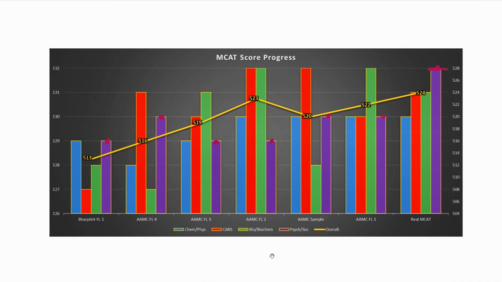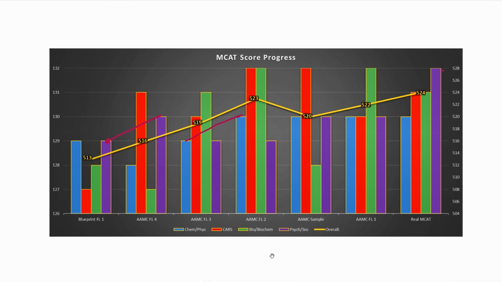Now, admittedly, I didn't think I would jump to that 132, but I was hoping to at least keep that 130 and maybe jump up 1 point. I didn't expect this. But regardless, I did recognize that Psych Soc was a weak point of mine that I could review over a short period of time, right? So compare, for example, Psych Soc for a second to Chem Phys, right? Let's take a look at that. Psych Soc looks like this, right? It's between a 129 and a 130, and Chem Phys is also between a 129 and a 130.